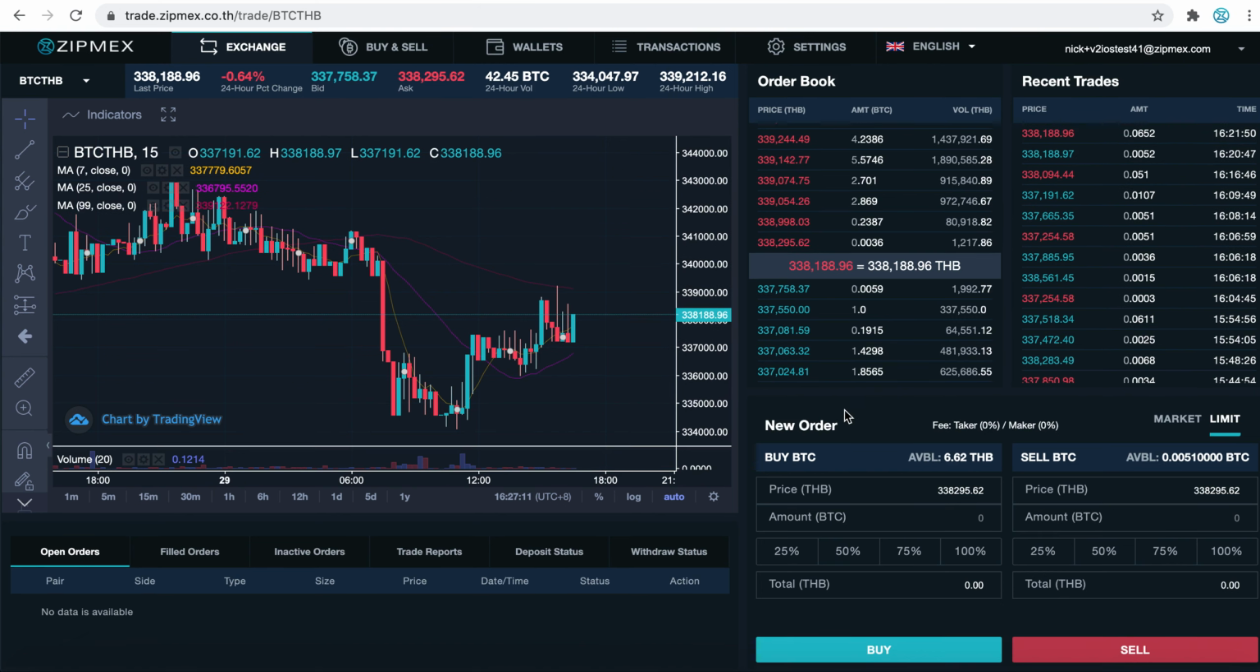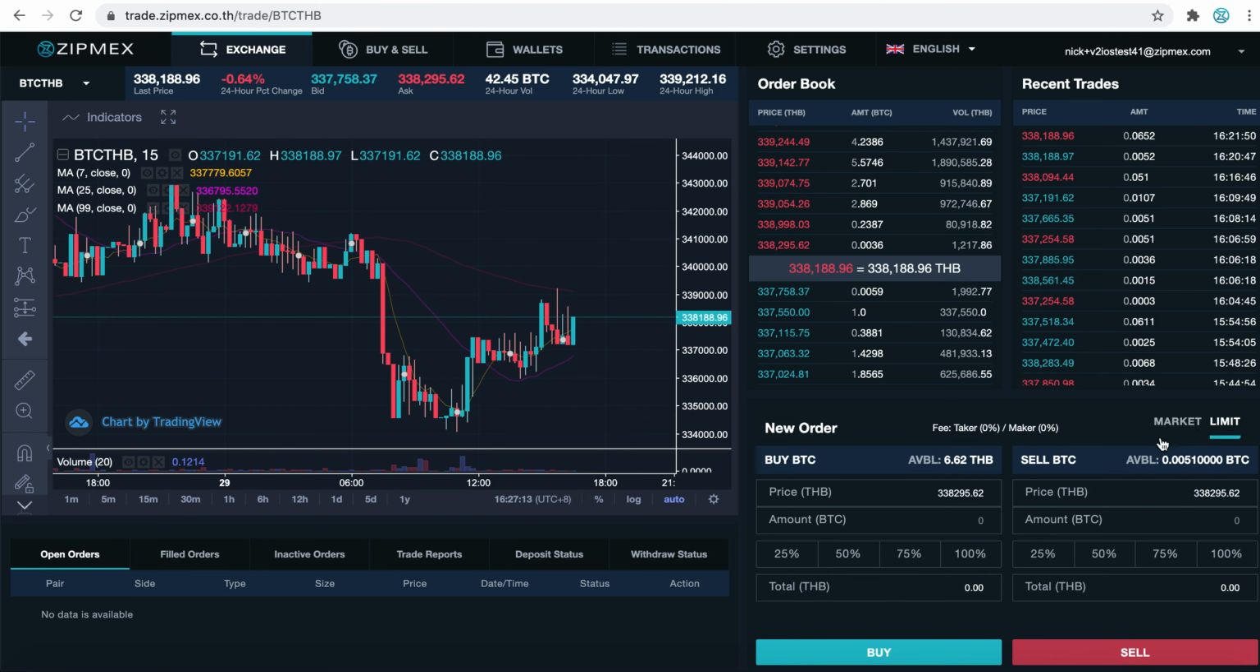So let's move on to market and limit order. Let me start with market order first. With a market order, you can't put a price because you will get the best price of the market. So let me see. Okay, I have 0.0051 Bitcoin. I want to do a market sell. I do 100%, which is 0.0051. So this is the amount of Thai baht that I'm going to get, 1,725, and I do a market sell.